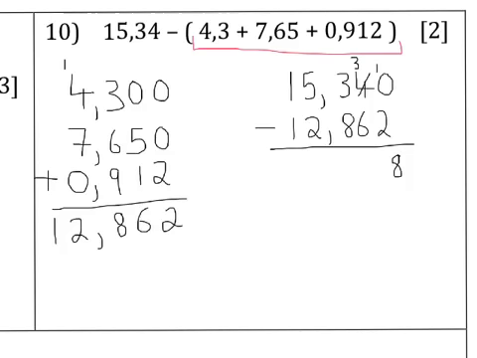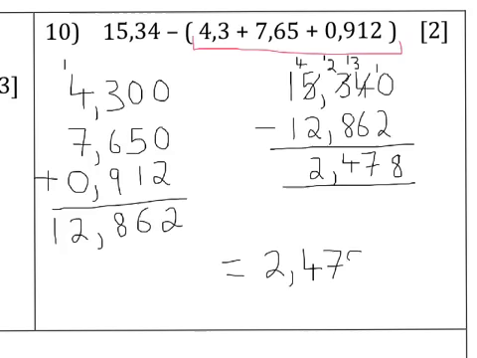3 minus 6 I can't do, so I have to borrow from the left. It becomes 2. 13 minus 6 is 7. 2 minus 8 I can't do, I have to borrow from the 5, so that becomes 12 minus 8, which is 4. Put the comma in. 4 minus 2 I can do, that's 2, and 1 minus 1 is 0, so it's 0. So we've got our final answer. Our final answer is just going to be 2, 4, 7, 8, and that's 2 marks.